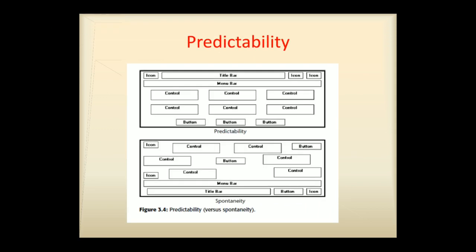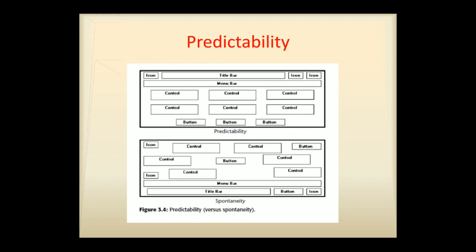So the next one is predictability. In order to create predictability, be consistent and follow conventional orders or arrangements. Predictability suggests a high conventional order or a plan. Viewing one screen enables one to predict how another will look. Viewing a part of a screen enables one to predict how the rest of the screen will look, right?